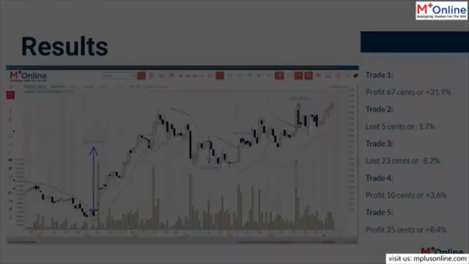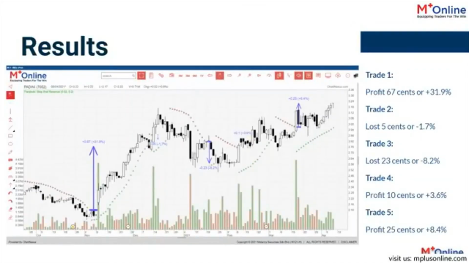Therefore, I would suggest some strategies to improve on all these issues. Okay, some of the strategies to trade this Parabolic SAR hopefully can help you guys to perform better. So you can see this is another example of trading using Parabolic SAR, strictly following the entry and also the exit.